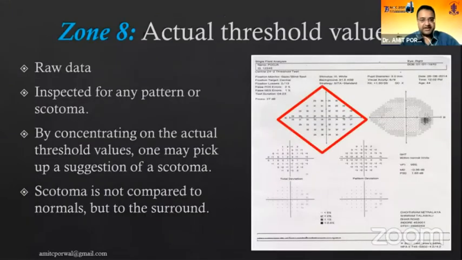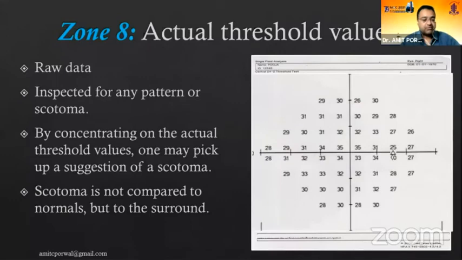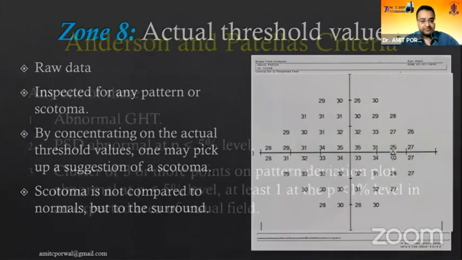Coming to zone 8, the actual threshold values are shown in this. It is raw data. It is inspected for any pattern or scotoma. So by concentrating on the actual threshold values, one may pick up a suggestion of a scotoma. A scotoma is not compared to the normals, but it is compared to the surrounding area. So this graph doesn't compare to the normal.